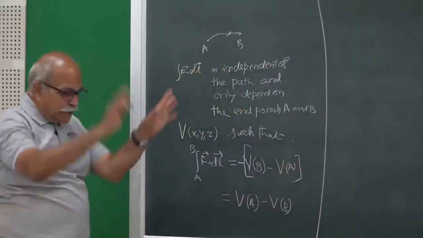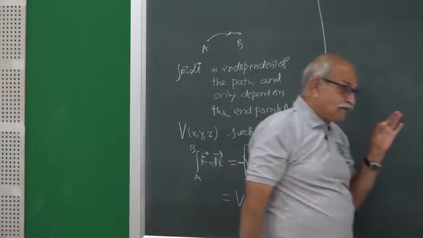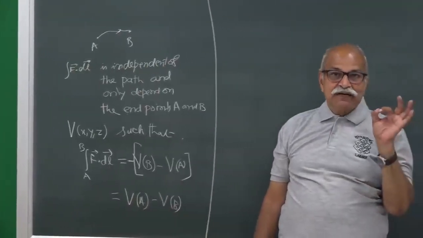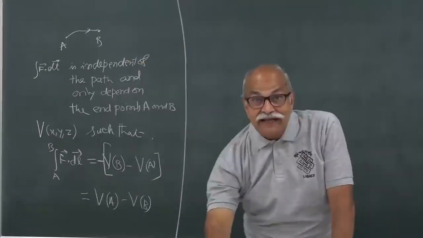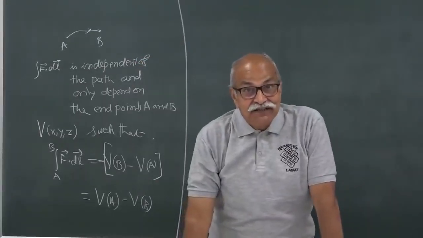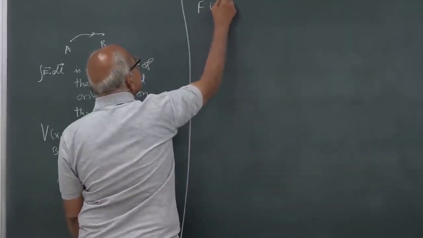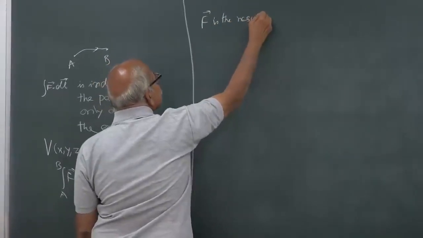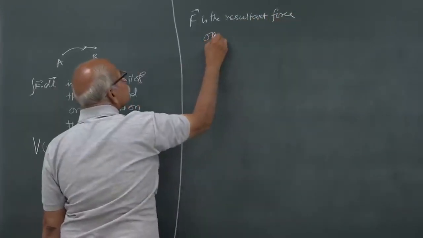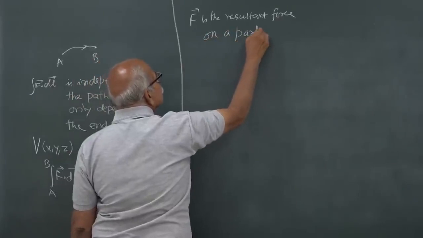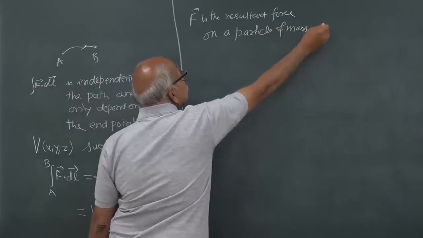Now, let me do a separate algebra and come out with a different result. What is that? Now, I am bringing a particle of mass m on which this force is acting, and this is the only force acting on the particle. Okay? So, this is the resultant force. So, F is the resultant force on a particle of mass m, let us say.